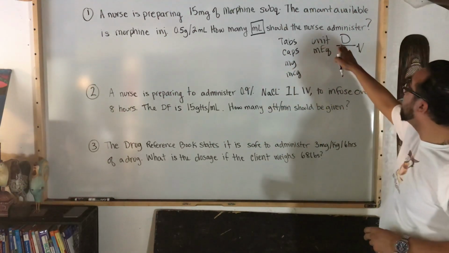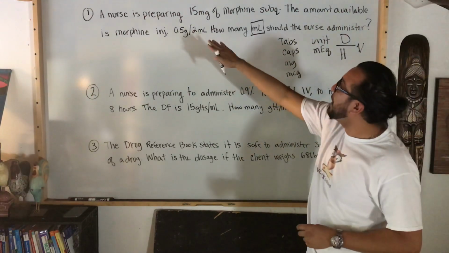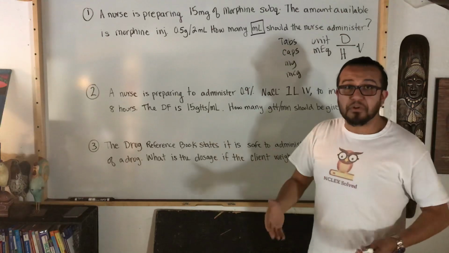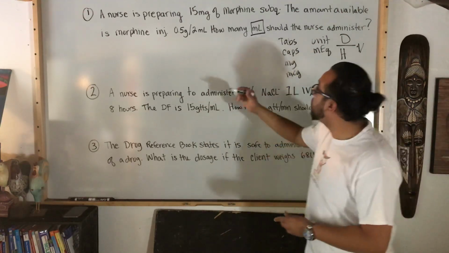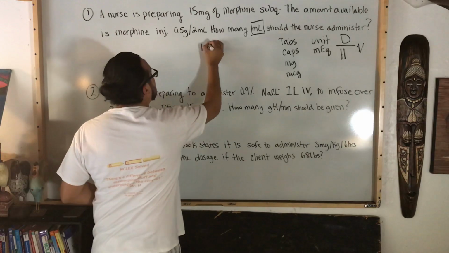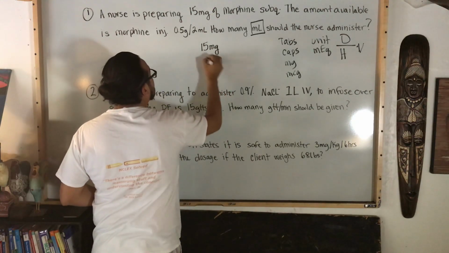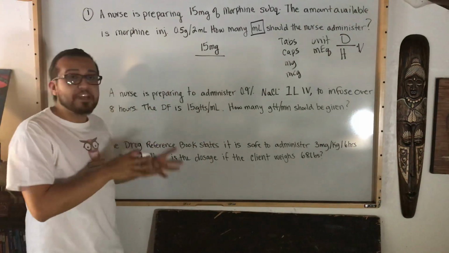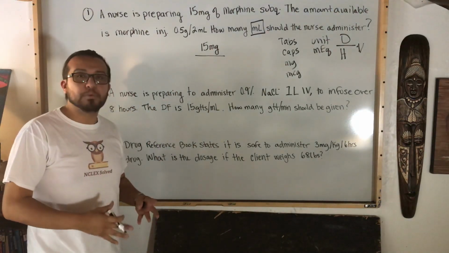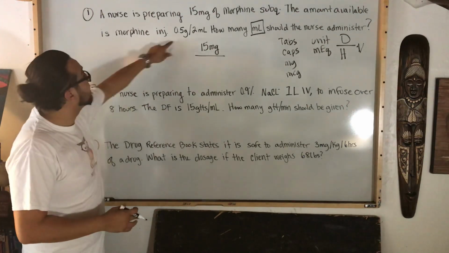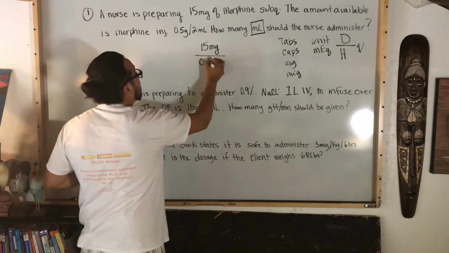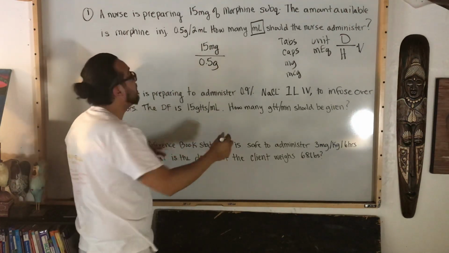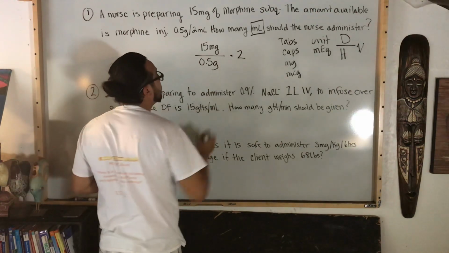So the first thing I want to identify is the doctor's order. A nurse is preparing 15 milligrams of morphine subcutaneously. Since the nurse is preparing it, we can infer that there's a particular order for it. So now we have our D. It becomes 15 milligrams, and we're going to divide it by what we have on hand. The amount available and on hand are interchangeable, they mean the same thing. So we know it's 0.5 grams, and then per every 2 mLs, that's the volume or the quantity, and we can multiply it by 2.